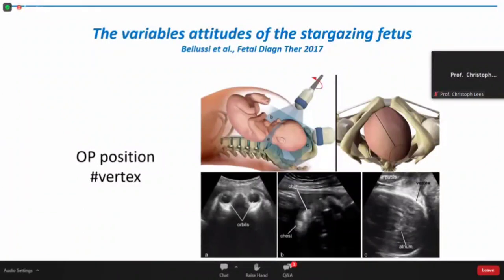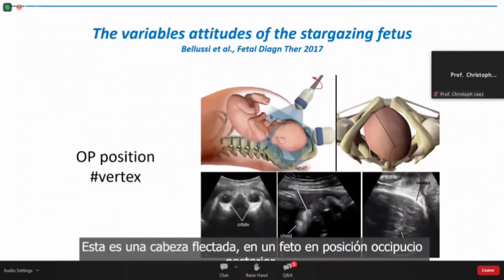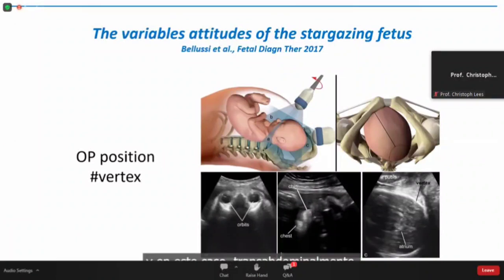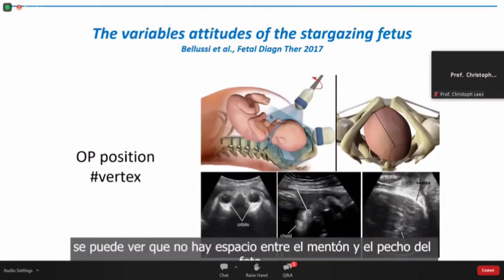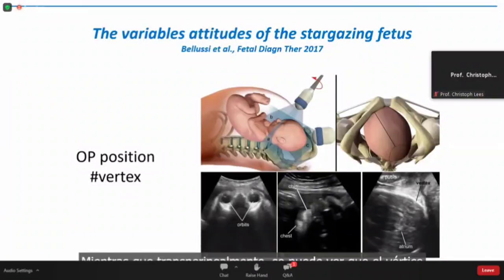fetal attitude. This is a case of a flexed fetal head in a fetus in occiput posterior position, and in this case, transabdominally, you can see that there is no gap between the chin and the chest of the fetus, while transperineally, you can see that the vertex is the leading part of the fetal skull.